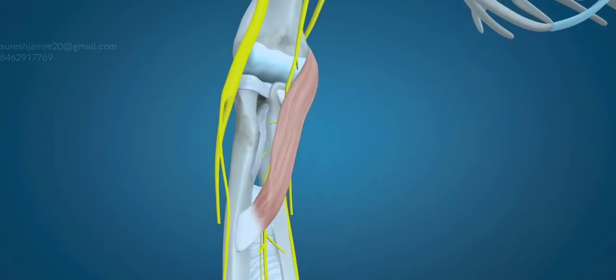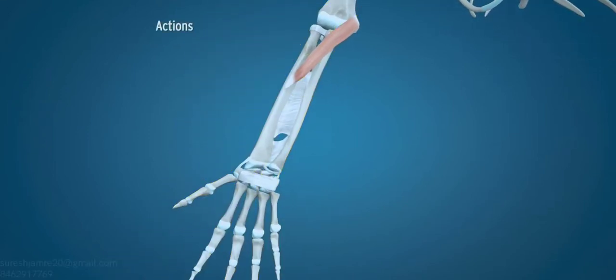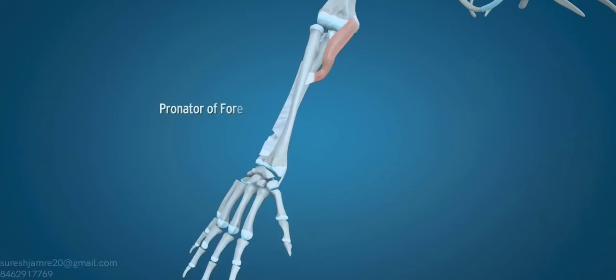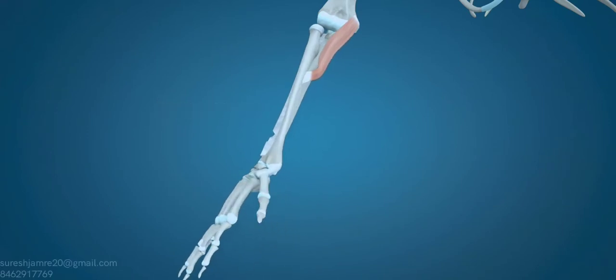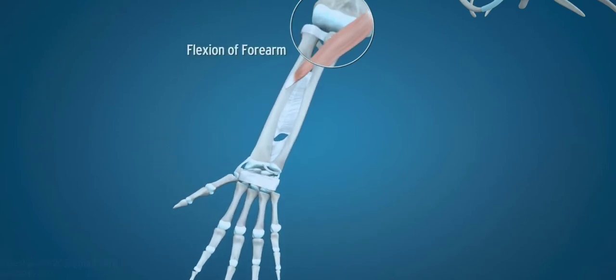Insertion: the muscle inserts into the lateral surface of radius, where maximum convexity is seen. Nerve supply by median nerve. Actions: as the name suggests, it is the pronator of forearm. Since it crosses elbow joint, it produces weak flexion of forearm at elbow.